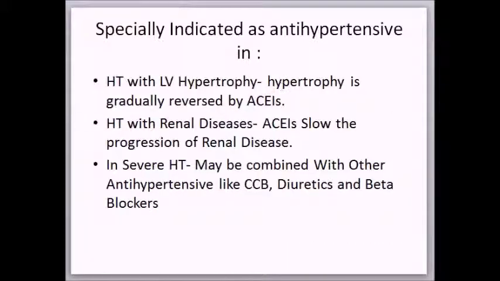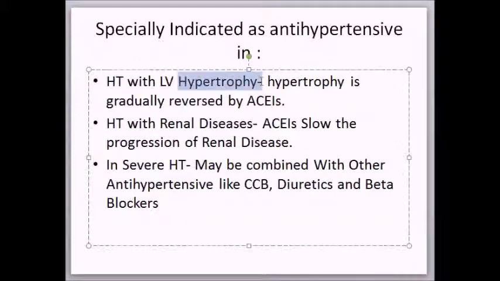So they are especially indicated as antihypertensives in hypertension with left ventricular hypertrophy. Then ACE inhibitor is like, whoa, super important. You can give out the drugs, because they won't just stop the hypertrophy taking place, but they will also reverse the remodeling.